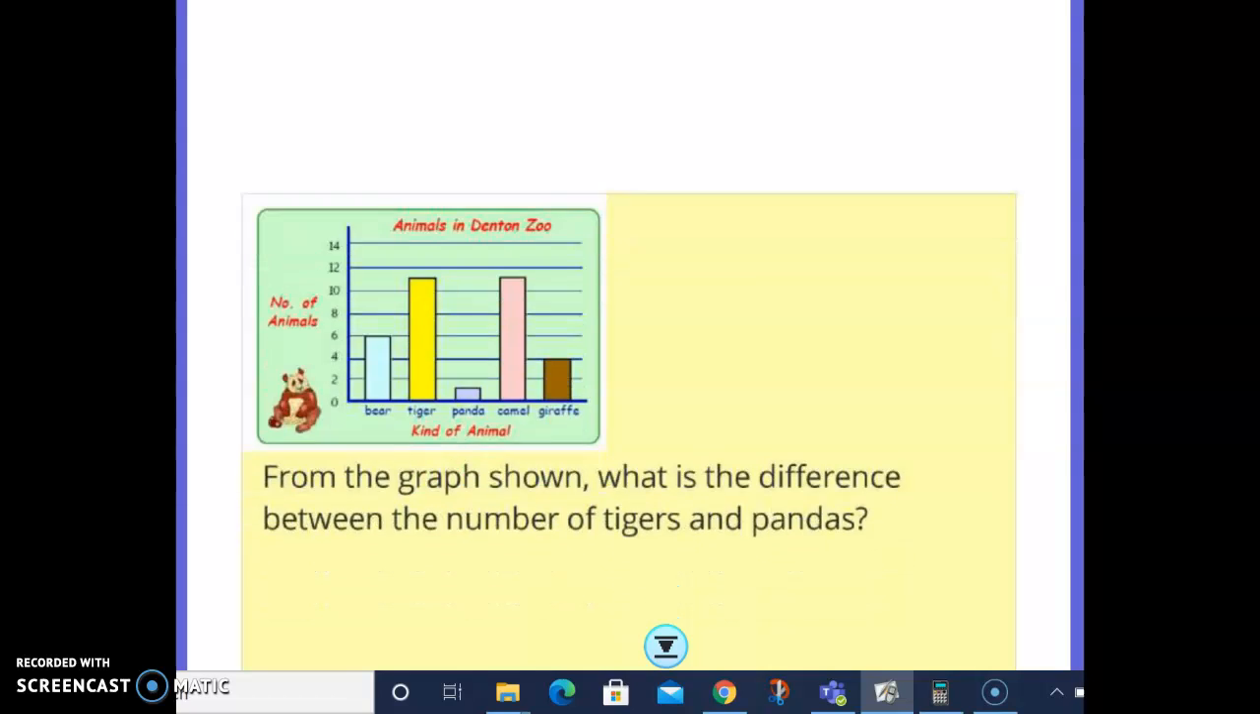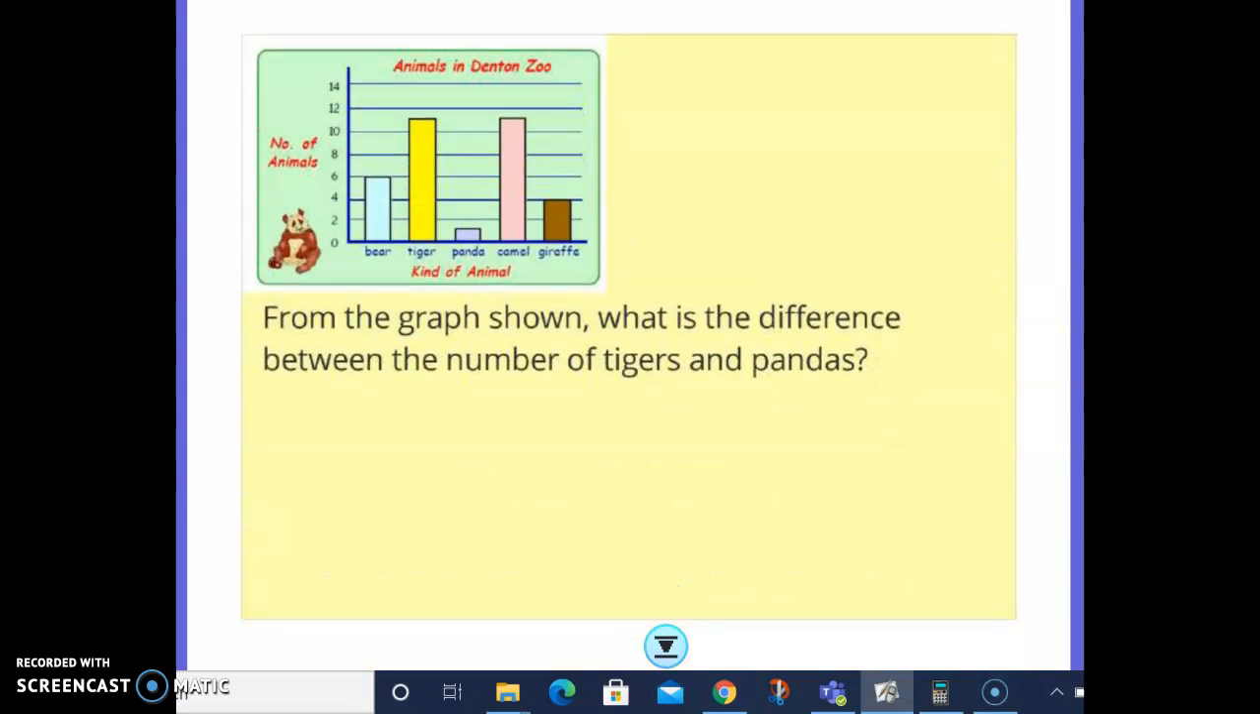Same graph, different question. From the graph shown, what's the difference between the number of tigers and the number of pandas? There are 11 tigers. There's only 1 panda. 11 take away 1 gives me 10.